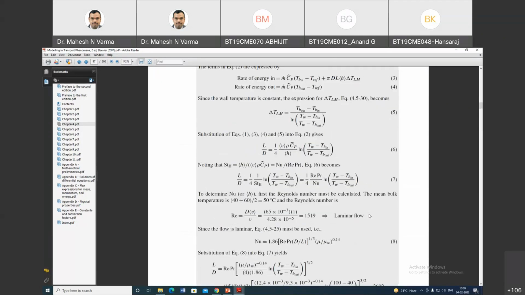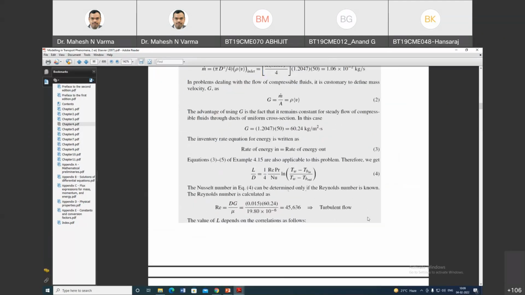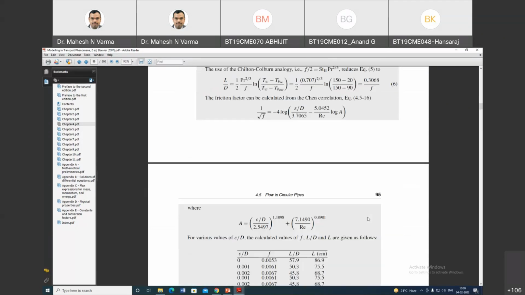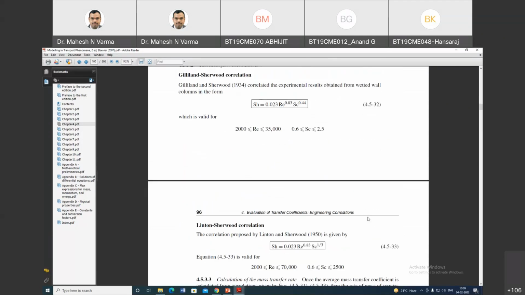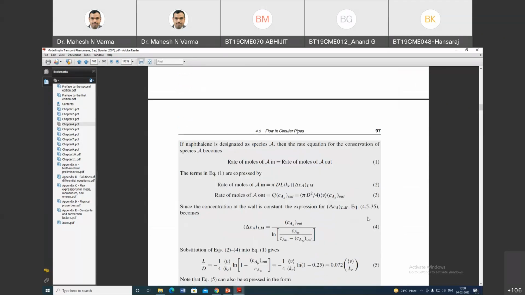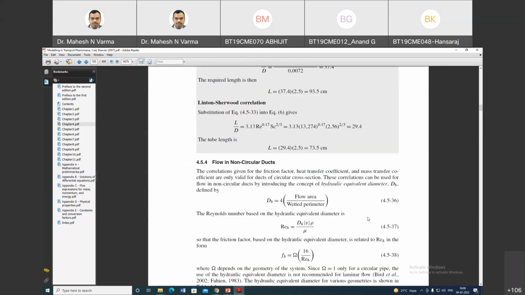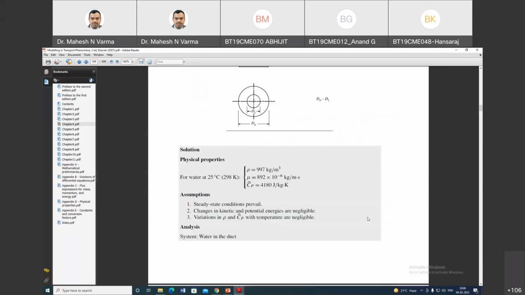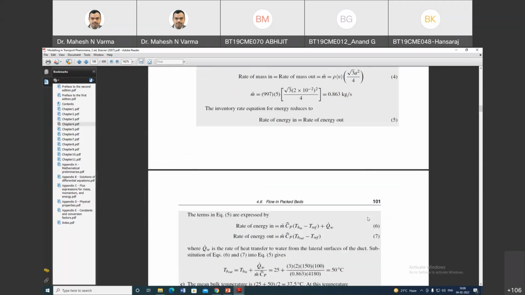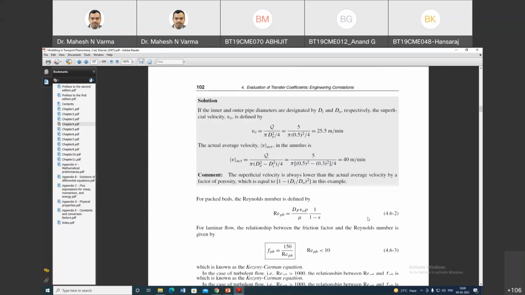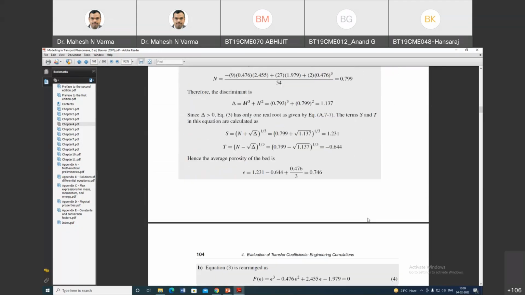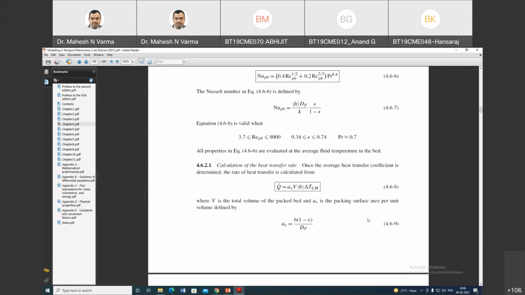So likewise, you need to go through the whole chapter number 4, solved and unsolved. First, go through all the engineering correlations and solve all the problems. Write the notes on this chapter number 4, solve all the problems, and then try to solve the unsolved problems also from this chapter. This will be the portion related to how to estimate heat transfer coefficient, mass transfer coefficient, and momentum transfer coefficient.